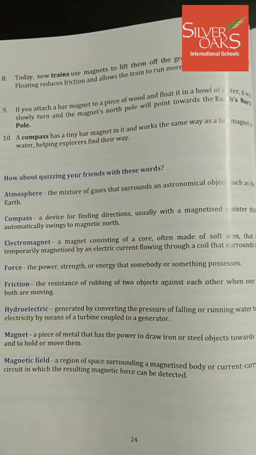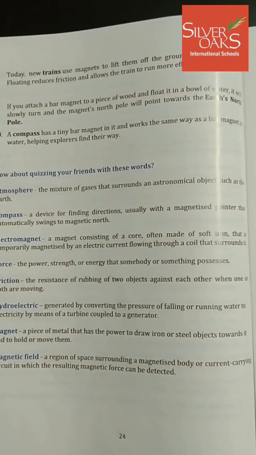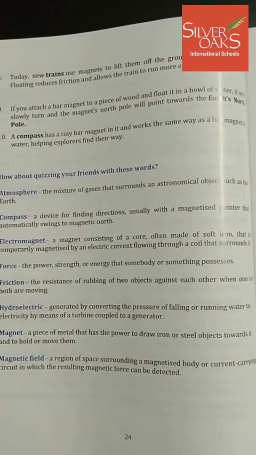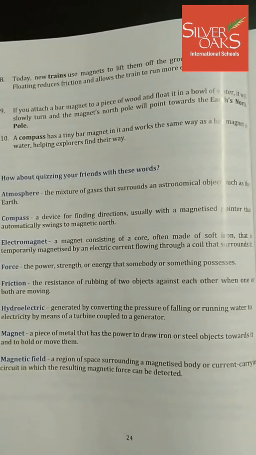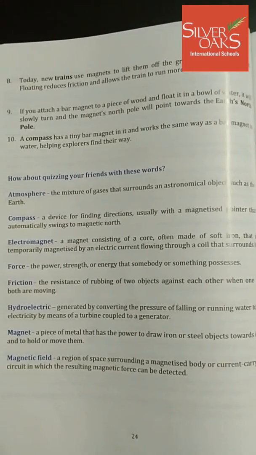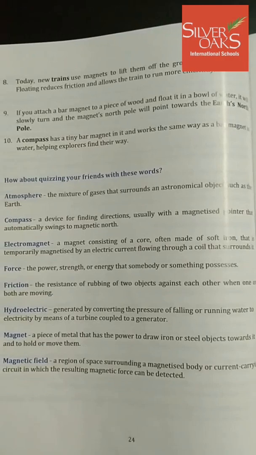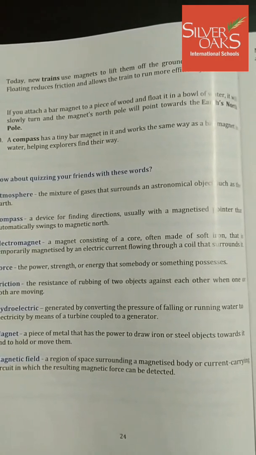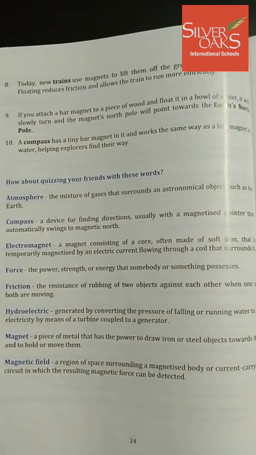If you attach a bar magnet to a piece of wood and float it in a bowl of water, it will slowly turn and the magnet's north pole will point towards the Earth's north pole. A compass has a tiny bar magnet in it and works the same way as a bar magnet in water, helping explorers find their way.